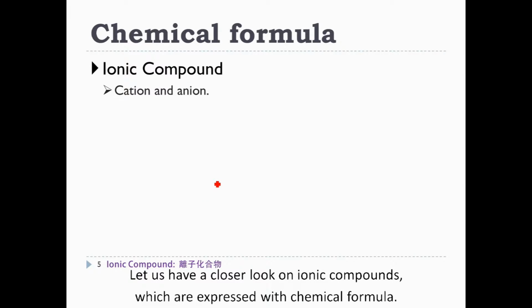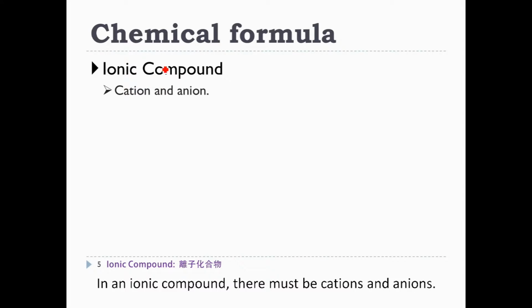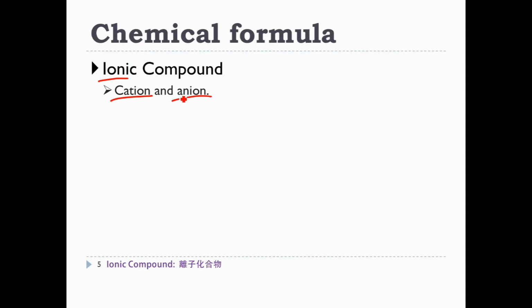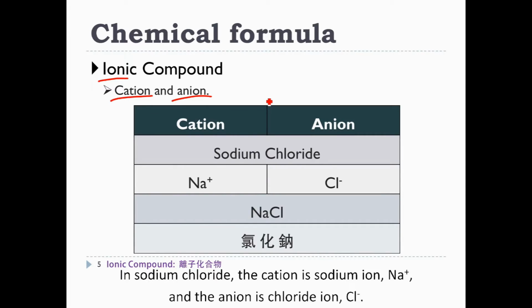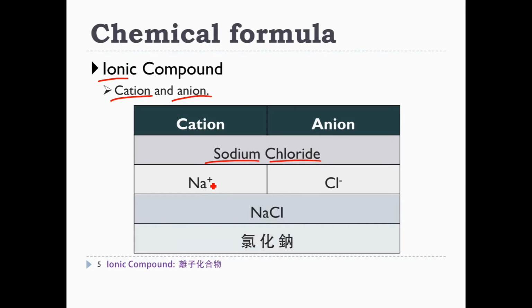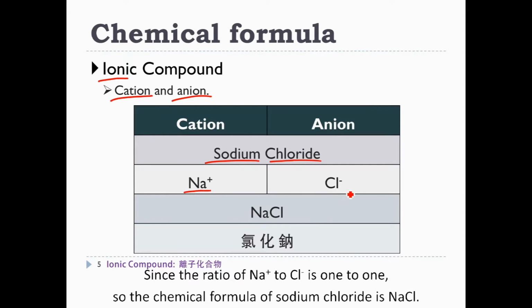Let us have a closer look on ionic compounds, which are expressed with chemical formula. In an ionic compound, there must be cations and anions. Take sodium chloride as an example. In sodium chloride, the cation is sodium ion Na+, and the anion is chloride ion Cl-. Since the ratio of Na+ to Cl- is 1:1, the chemical formula of sodium chloride is NaCl.